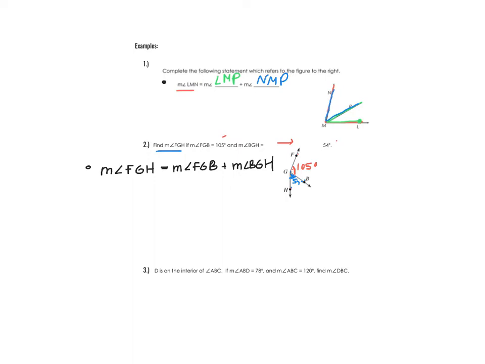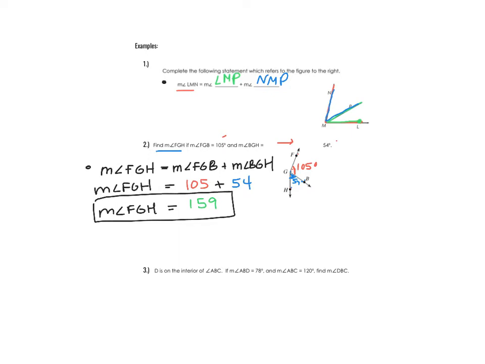What we're going to do next is a little substitution. Since FGB was 105, and since BGH was 54, this just follows by substitution. It's a very simple problem, just like the first few we did with segment addition. We know that the measure of angle FGH is going to equal 105 plus 54, and that is 159. Okay, so we've done the task in question number 2 as well. We found the missing measure for the diagram given. Number 3 is up next.